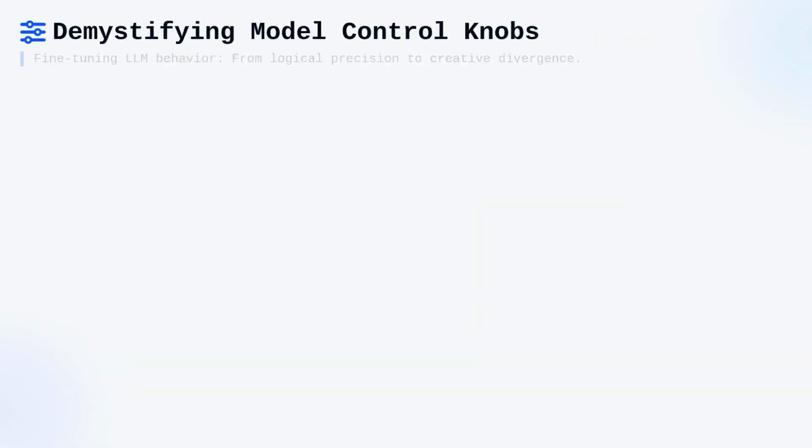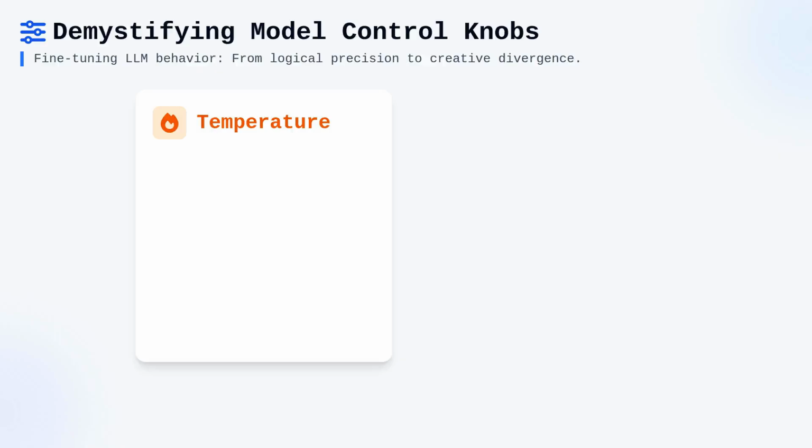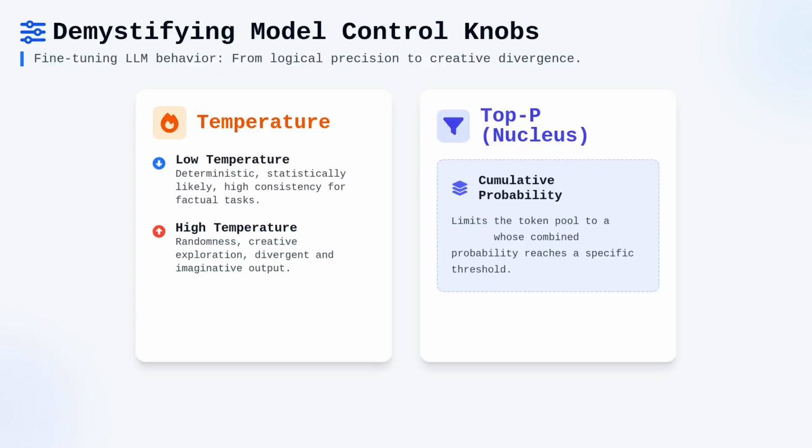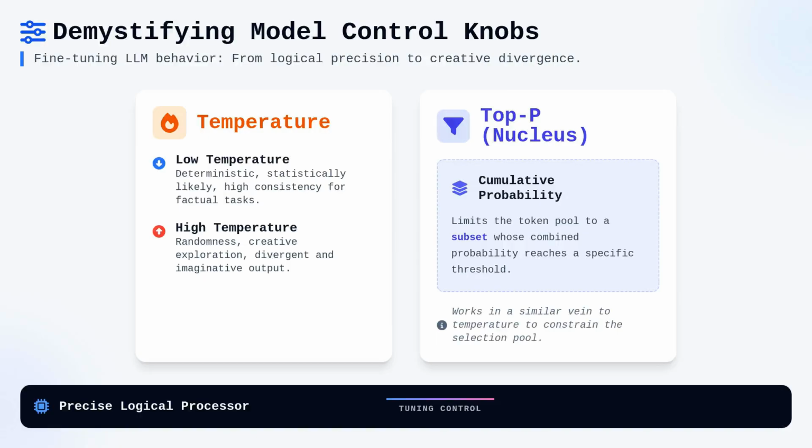We also need to demystify the internal knobs that influence these responses, specifically parameters like temperature and top P. Temperature is a setting that determines the level of randomness in the output. A low temperature pushes the model toward the most statistically likely or deterministic responses. Conversely, increasing the temperature allows the model to select less probable tokens, which encourages creativity but sacrifices consistency in factual tasks. Top P works in a similar vein by limiting the pool of candidate tokens to a subset whose cumulative probability reaches a certain threshold. Understanding these controls allows you to toggle the model's behavior between a precise logical processor and an open, divergent creative partner.